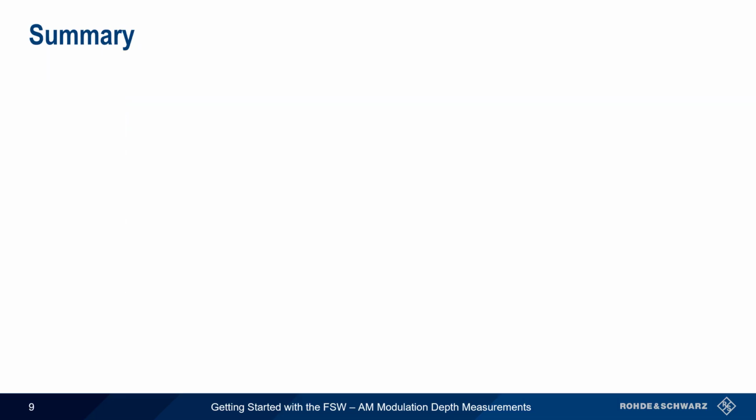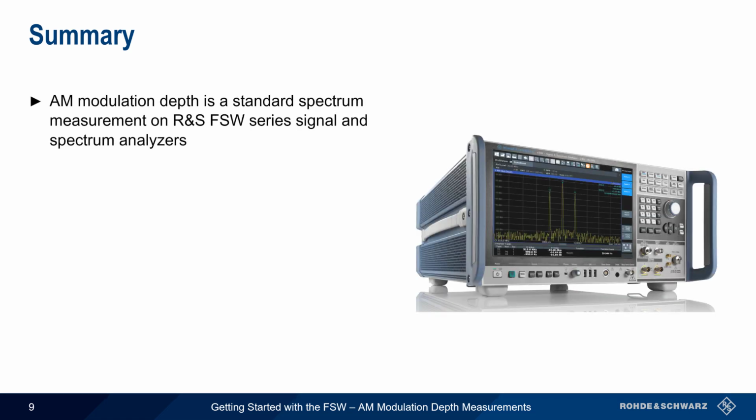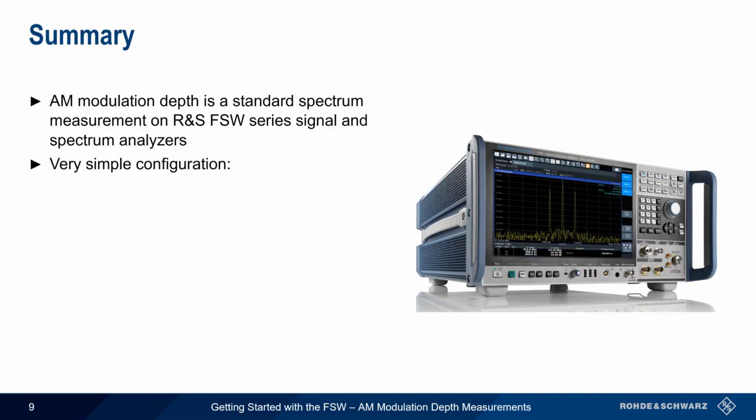Let's end with a brief summary. AM modulation depth is a standard measurement supported on all Rohde & Schwarz FSW series signal and spectrum analyzers. Configuring an AM modulation depth measurement is very straightforward. First, the center, span, and resolution bandwidth are manually configured to match the characteristics of the AM modulated signal.